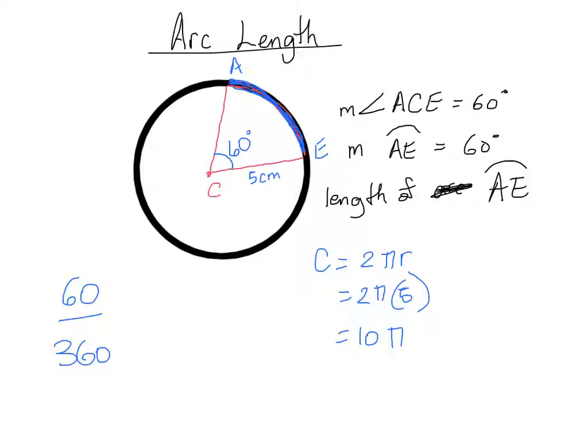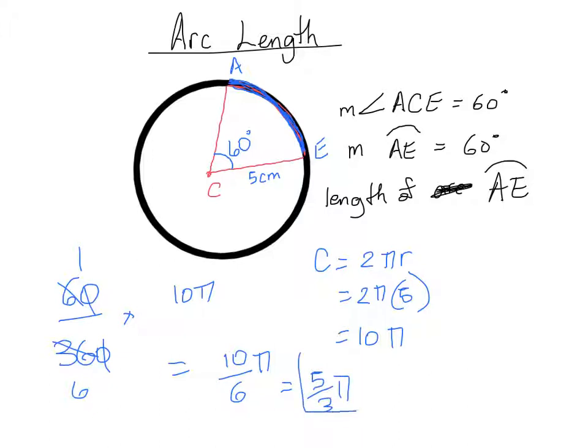So we can put one over the other, and we multiply by our circumference, which is 10 pi. And when we're done with that, we should get 10 over 6 pi, reduced further to 5 over 3 pi. All right, and that's how you find an arc length. Super important that you know the difference between arc length and arc measure. All right, that's it for now.